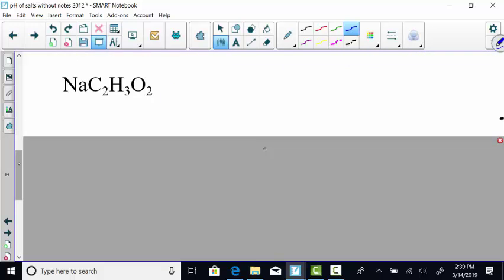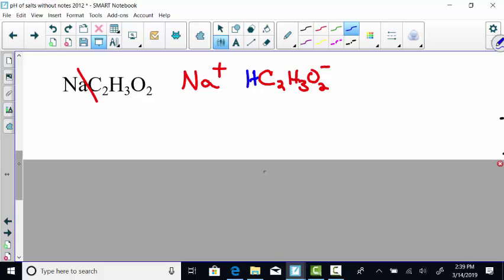sodium acetate. Cut it in half. Na plus, don't care about. But what about C2H3O2 minus? Can that be an acid if I put a hydrogen in front of it? And if I put that hydrogen in front of it, it becomes acetic acid.